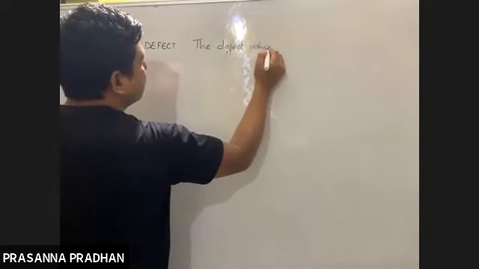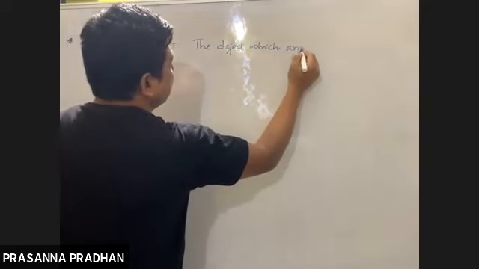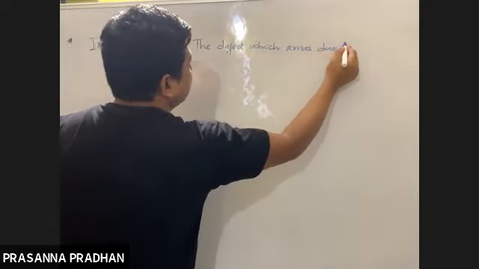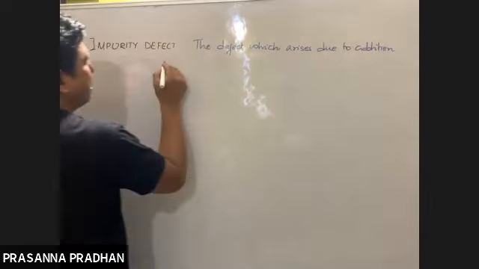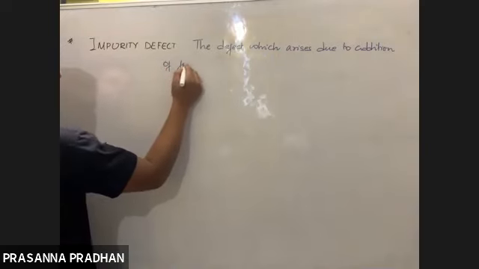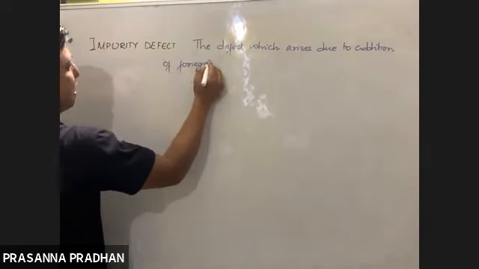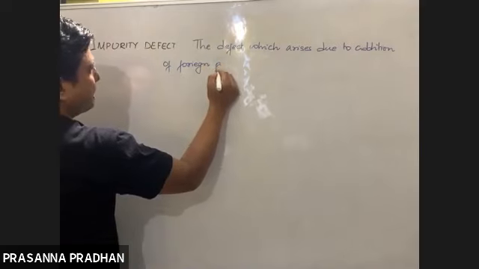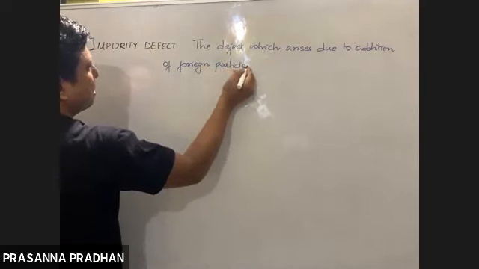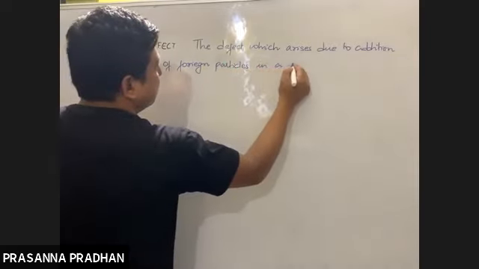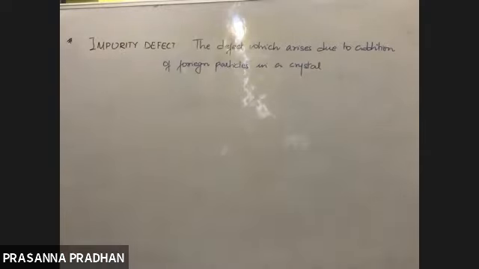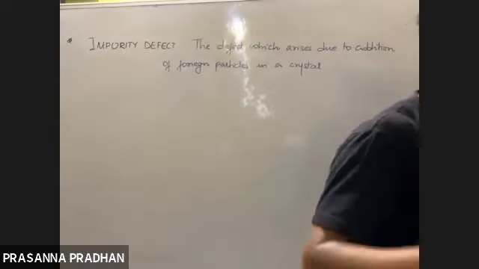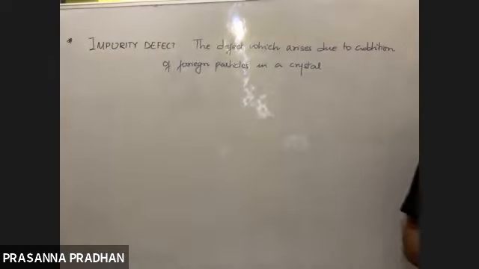which arises due to addition of foreign particles in a crystalline. So how does this impurity defect arise? So this impurity defect arises when some impurities are added to the crystalline.